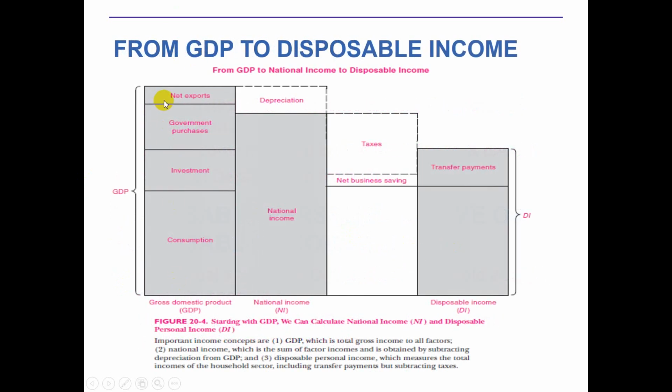So here, this is the GDP, with four components: consumption, investment, government purchases, and net exports. If you remove depreciation from it, it will become national income, or we can say net domestic product. Then again, if you subtract taxes and net business saving from national income and add back transfer payments, it will become disposable income. And that is the income that can be used for further expenses.